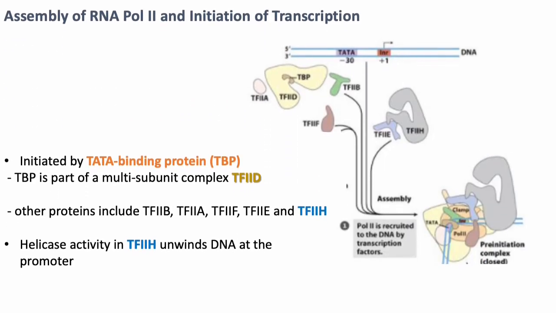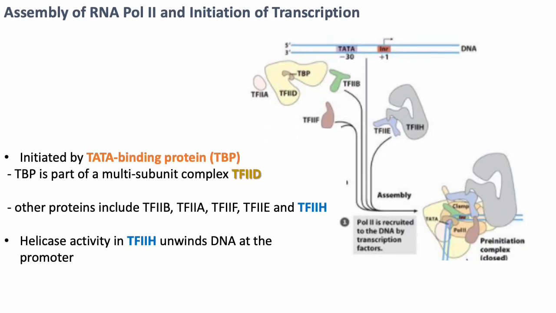Kind of getting back to how transcription occurs in eukaryotes. We get first the assembly of RNA pol II and the initiation of transcription. It's initiated by the TATA binding protein, known as TBP. So here we have the TBP. This binds to the TATA sequence. TBP is part of a multi-complex such as TF2D. Here's TF2D. And there are also other transcription factors.